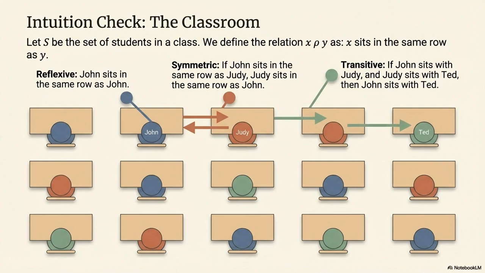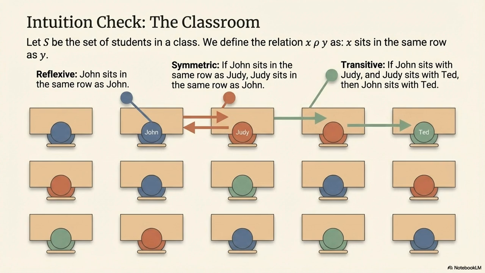Let us ground the definitions with a classroom example. Let S be the set of students, and define x rho y to mean x sits in the same row as y. Reflexive is immediate. Every student sits in the same row as themselves. Symmetric also holds. If John sits in the same row as Judy, then Judy sits in the same row as John. Transitive holds as well.